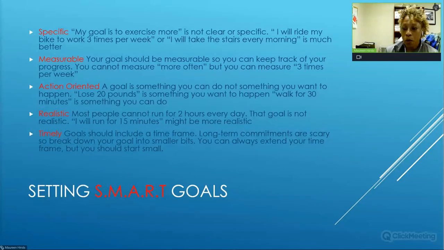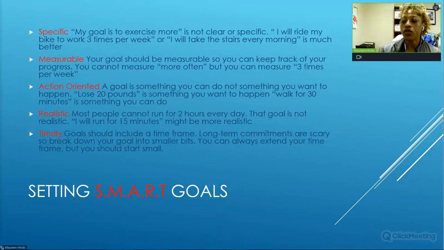The goal should also be action oriented. So, for instance, a goal is something that you can do, not necessarily something you want to happen. So, for instance, you may say, I want to lose 20 pounds, but that's not the specific goal. The goal in regards to being action oriented should be what are you going to do to lose that 20 pounds? Okay, so make sure it's action oriented, it's related to something that you're planning to do specifically and measurably to be able to say how you're doing as you're measuring.